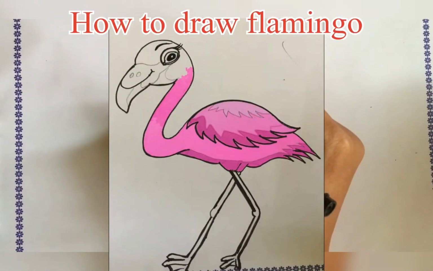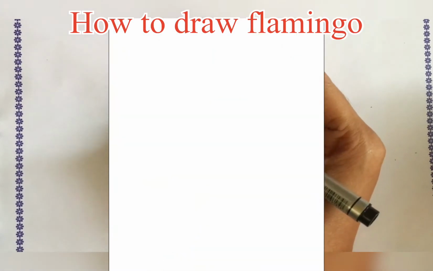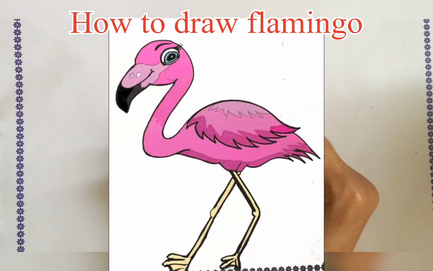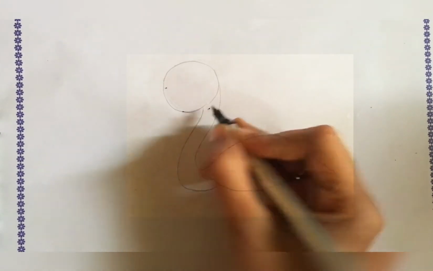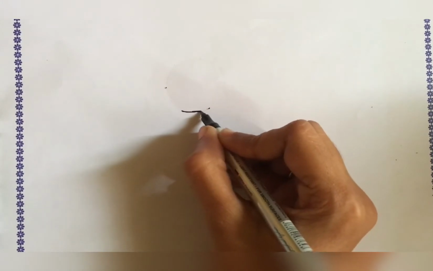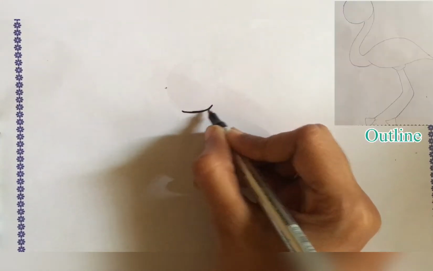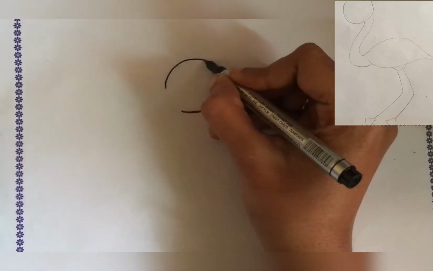Today we are going to draw a flamingo. Here I am giving the outline of the flamingo. Just copy it onto your paper with a pencil. Draw a curve which follows the outline and note the reference point.